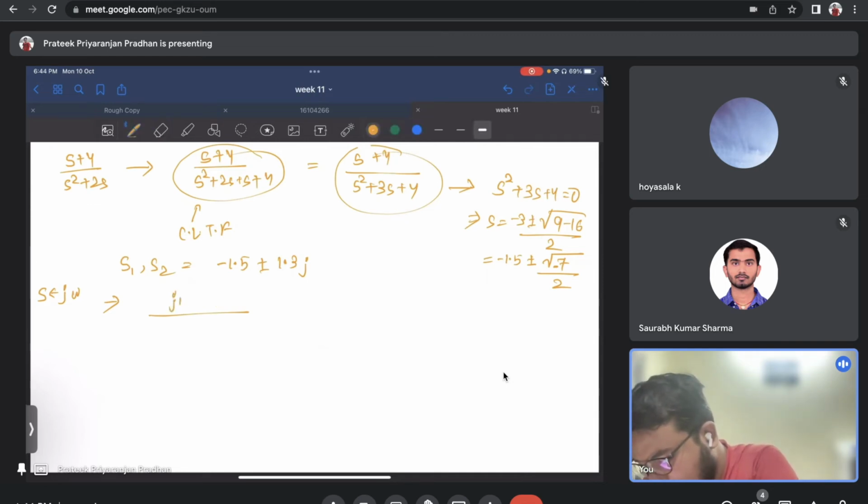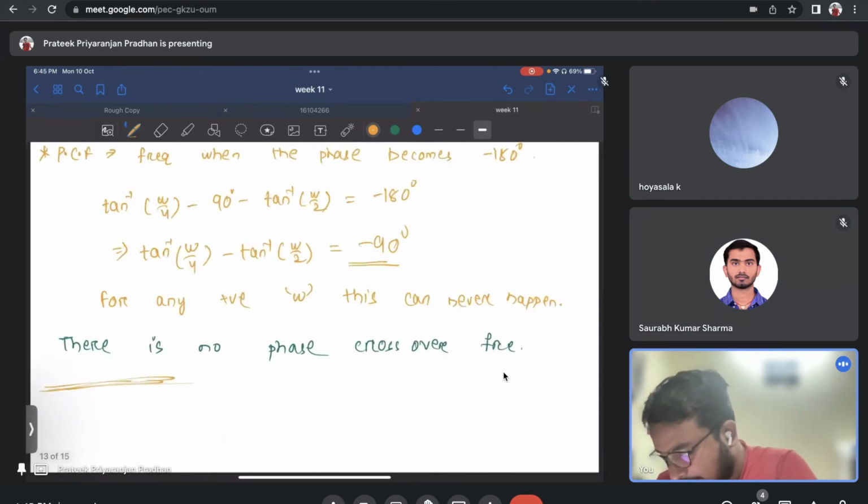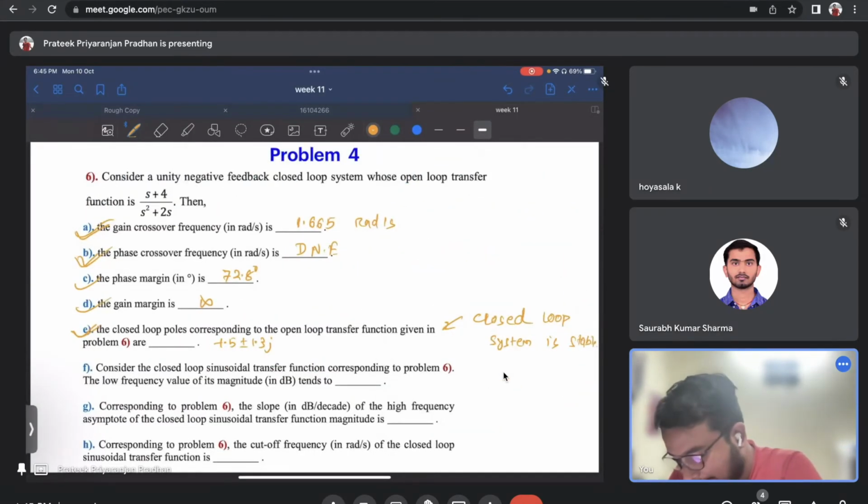So it's j omega plus 4 divided by negative omega square plus 3 j omega plus 4. I can write it as 4 plus j omega divided by 4 minus omega square plus 3 j omega, in real and imaginary parts. So what's the question? I need to go back again and again. Consider the magnitude at low frequency. The next question says high frequency asymptote.